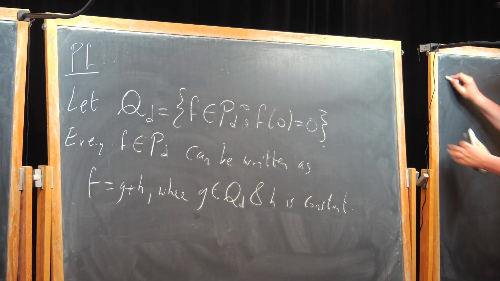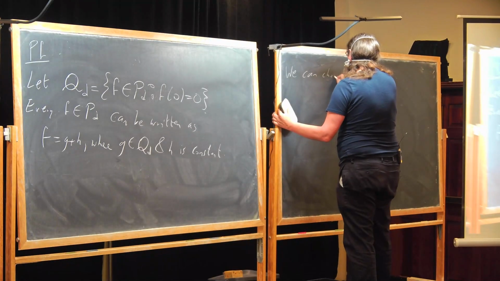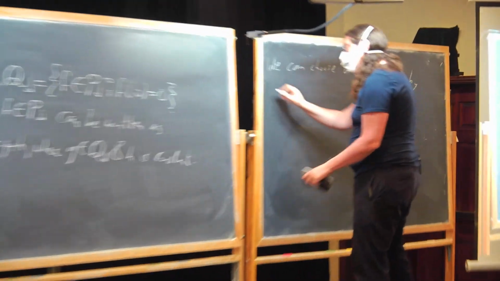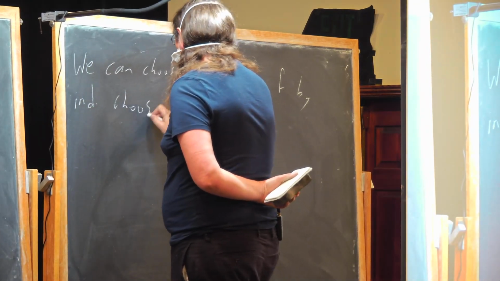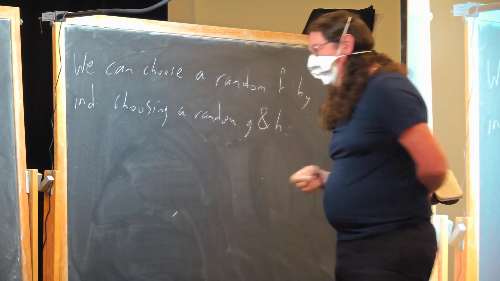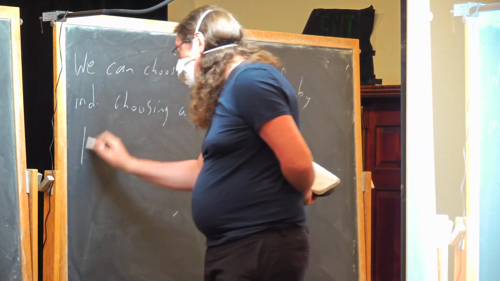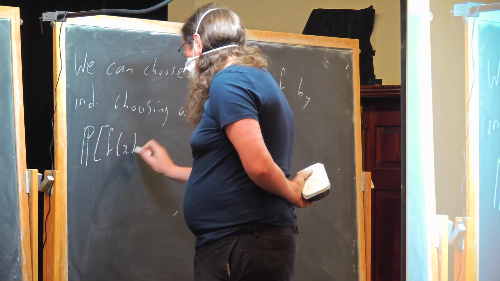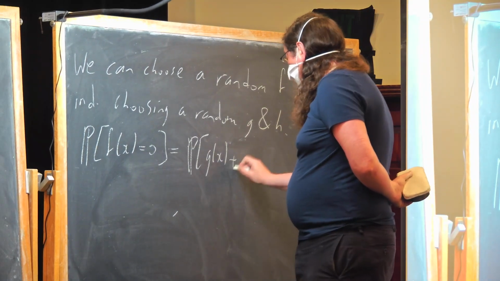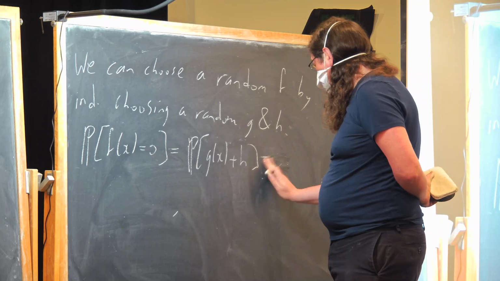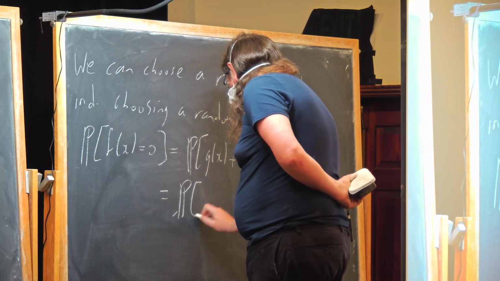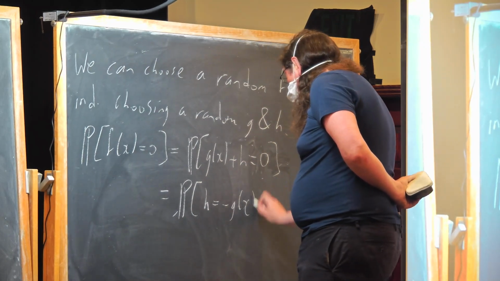All right, so we can choose a random F by independently choosing a random G and H. But that means that the probability that f of x is equal to 0 is the same as the probability that g of x plus h is 0, which is just the same as the probability that h is equal to minus g of x.